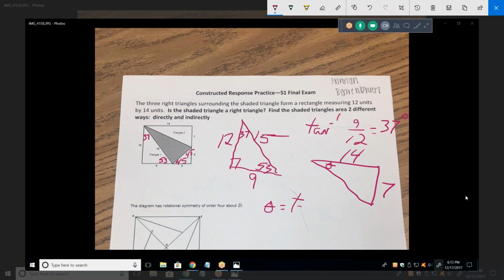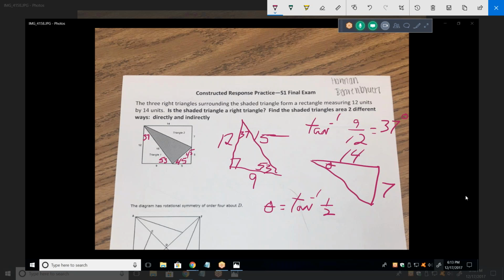Inverse tan of what? Of 7 over 14. Can you do that on your calculator? Yes, hold on. And round it off to the nearest degree. Okay, hold on, sorry. Okay. Inverse tan.